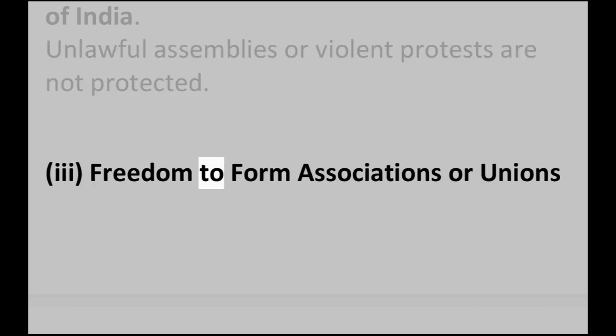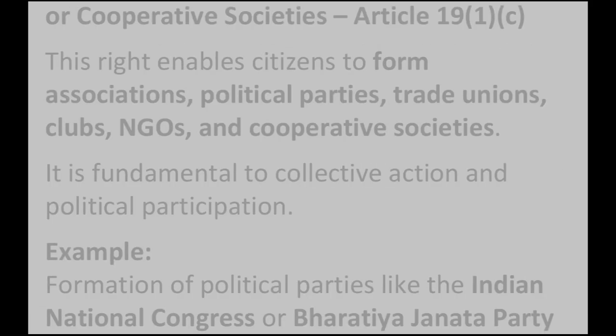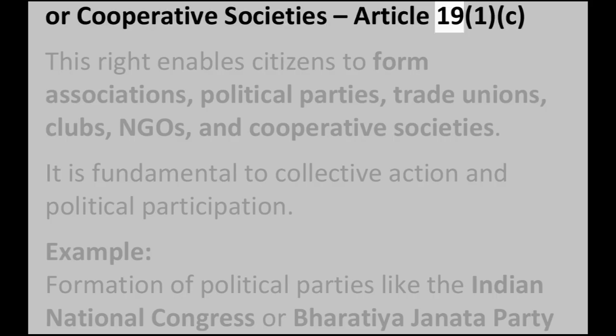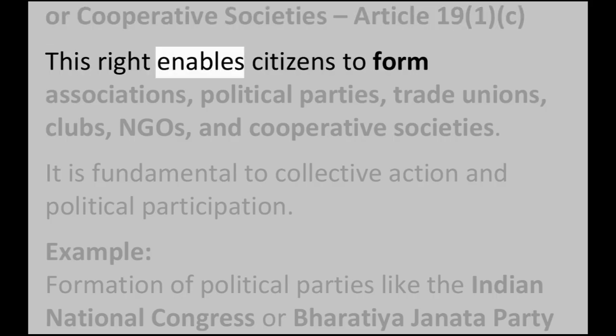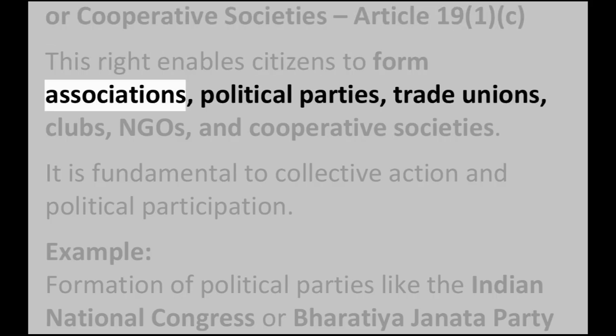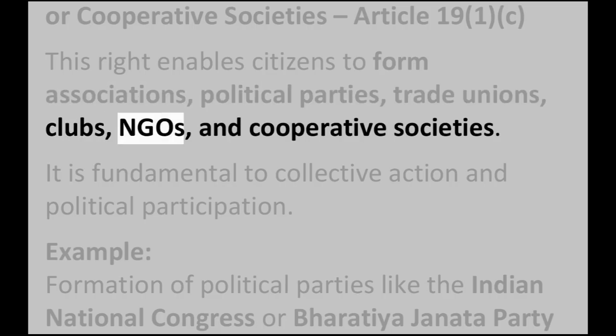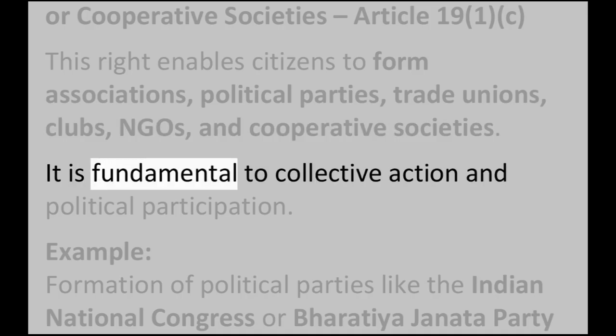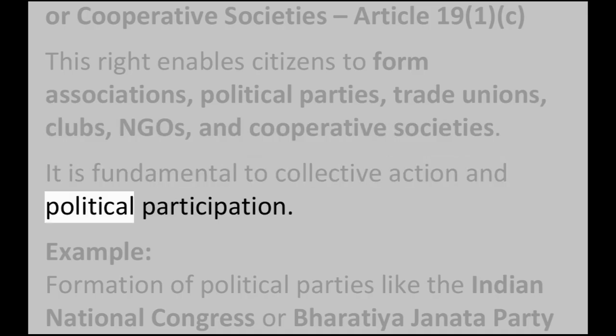3. Freedom to form associations or unions or cooperative societies, Article 19(1)(c). This right enables citizens to form associations, political parties, trade unions, clubs, NGOs, and cooperative societies. It is fundamental to collective action and political participation.